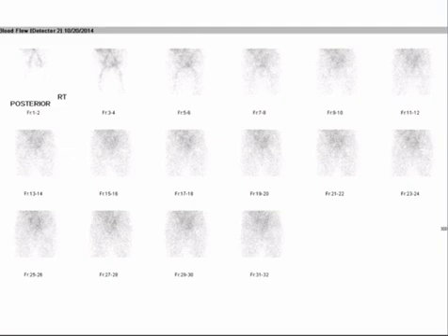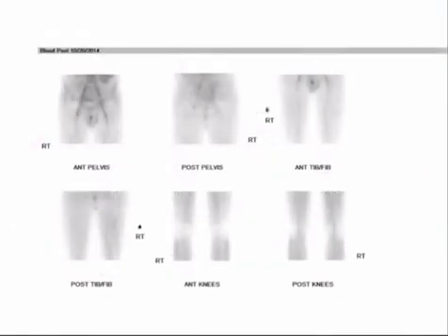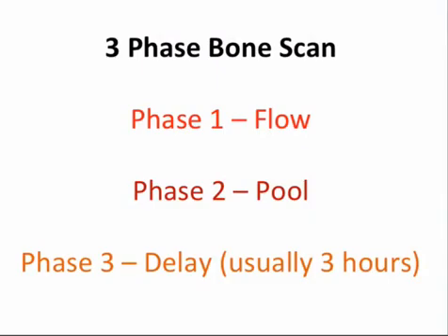All right, so let's talk about this thing called the 3-phase bone scan. The bone scans we've been looking at before are like a delayed bone scan, but you can do imaging early for flow. Notice the vasculature here lighting up as we go along. Since it's a 3-phase bone scan, it's flow first and then pool, which is like an early delay, and then you get an actual delay. So that's the 3 phases of a bone scan: flow, pool, and the delay.